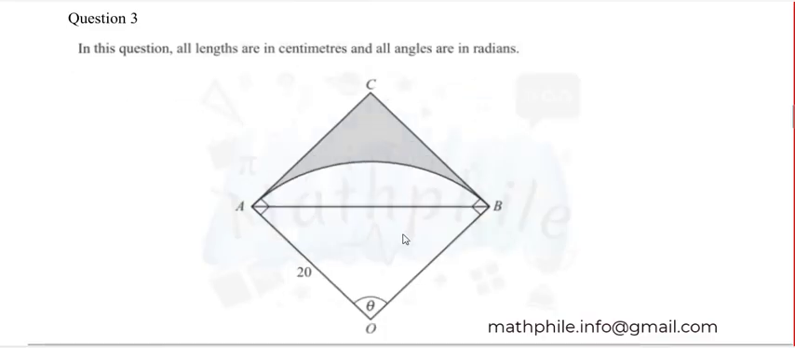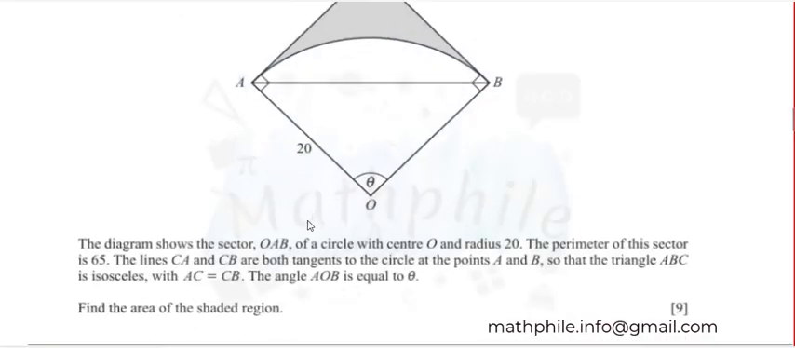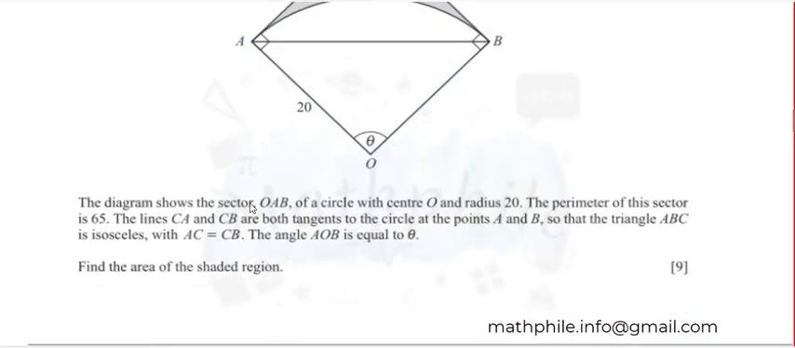Whoa, let's move on to question number 3. In this question again, we're told that all angles are in radians, blah blah blah. The diagram shows a sector OAB of a circle with center O and radius 20 centimeters. So let me indicate this radius as well. The perimeter of the sector is 65, and CA and CB are both tangents to the circle at points A and B, so that the triangle ABC is isosceles. Nice, right? We're going to use that information very soon, with AC equal to CB. The angle AOB is equal to theta. Find the area of the shaded region.